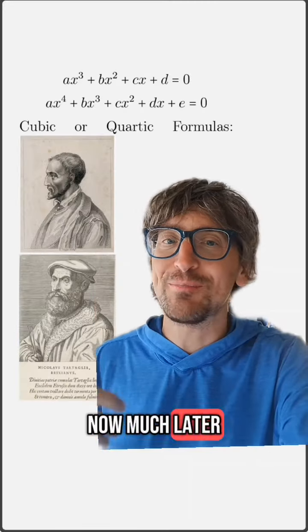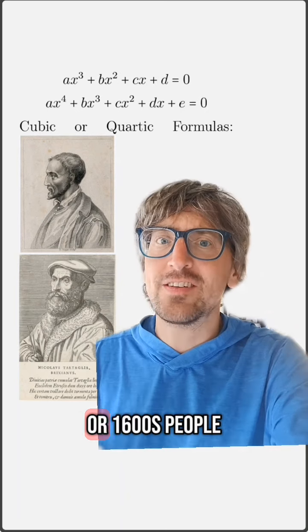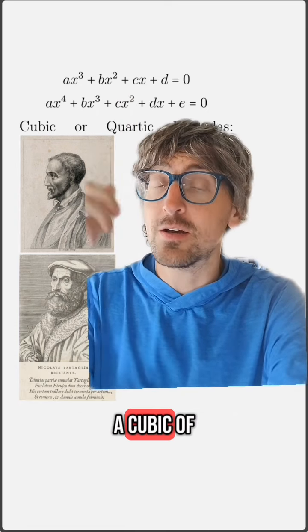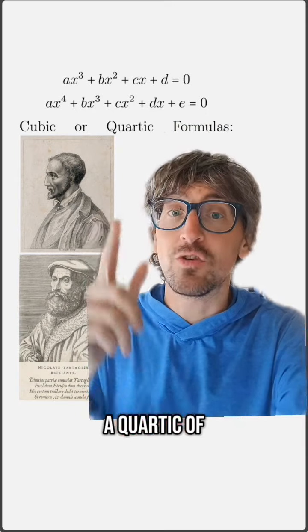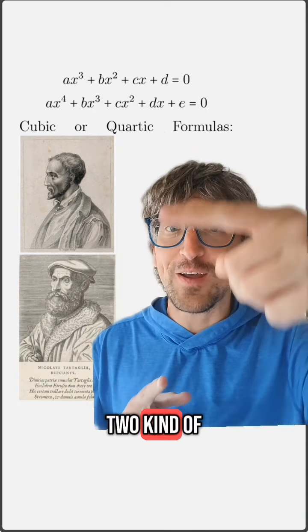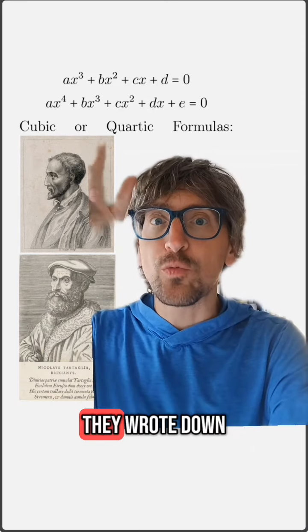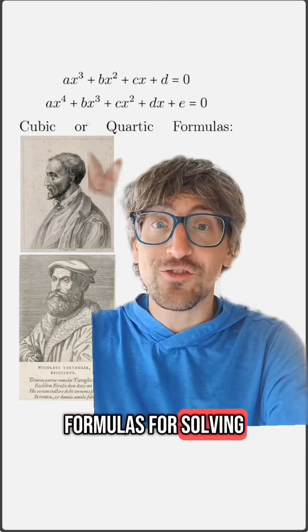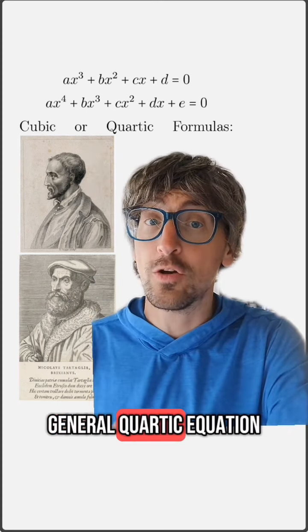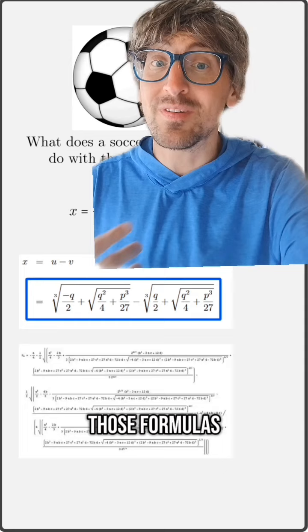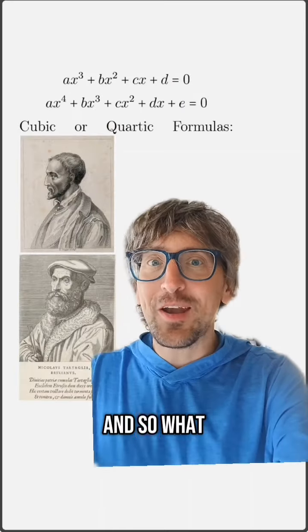Now, much later than Mesopotamia, in the 1500 or 1600s, people were trying to solve equations like this, where it's either a cubic of degree 3 or a quartic of degree 4. And these are two kind of famous people. I think this is Cardano and this is Tartaglia. And they were actually able to do it. They wrote down formulas for solving the general cubic and solving the general quartic equation. These are kind of like parts of or simplifications of those formulas, but you can see they're a lot more complicated. And so what happens next, right?